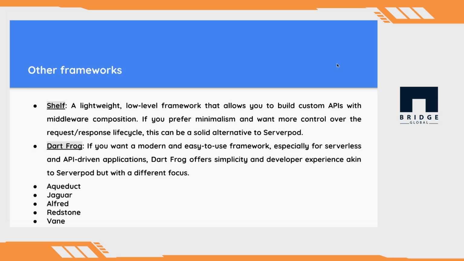And there are some other frameworks also: Aqueduct, Jaguar, Alfred, Stone, and Whale. These listed frameworks are either deprecated or no longer maintained. Conduit is actually a community-driven fork of the Aqueduct framework. Aqueduct itself has been left off and is no longer maintained.